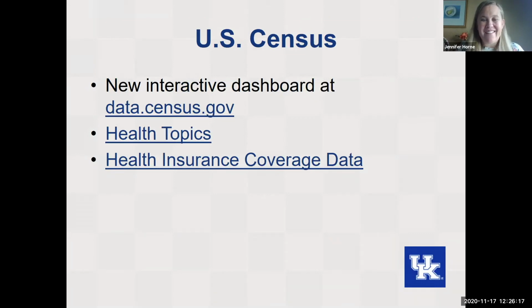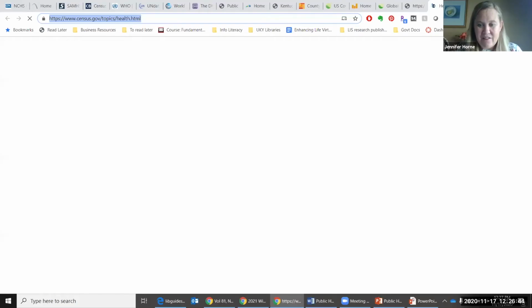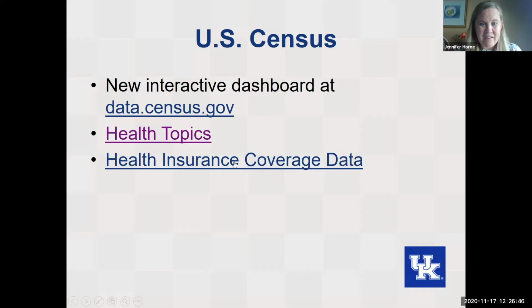Census. Census is obviously the gold standard of data collected. It's the ultimate survey, right? It's a survey of everybody. Just wanted to mention that one, they have a new interactive dashboard. It used to be called American Fact Finder, and now it is data.census.gov. But they've also very helpfully done a health topics page. I'll just open it here.